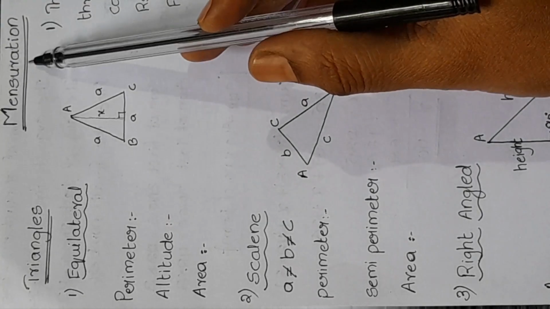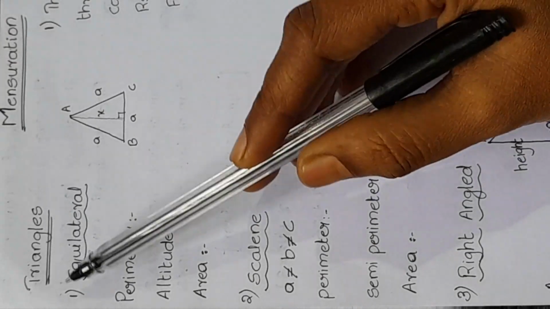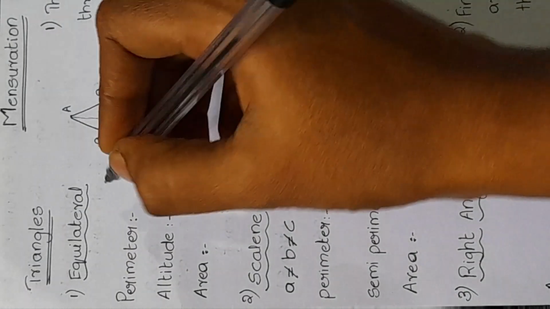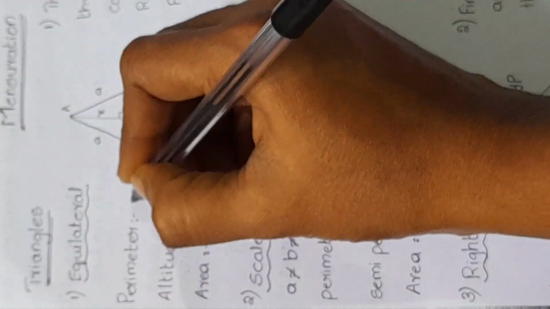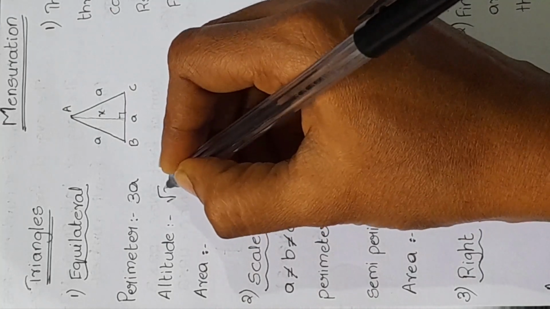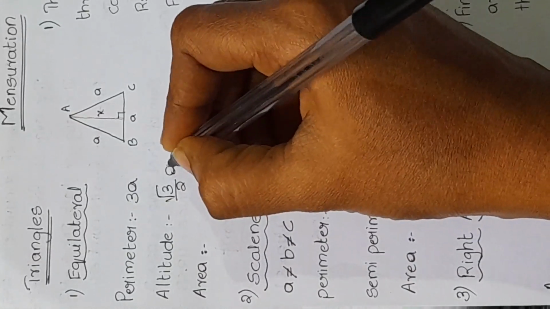Today our topic is mensuration. Let us see the triangle part first. The first one is the equilateral triangle. This is the figure. Now the perimeter of the equilateral triangle is A plus A plus A, that is 3A. Altitude is root 3 by 2 A.